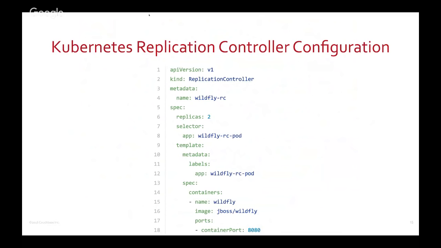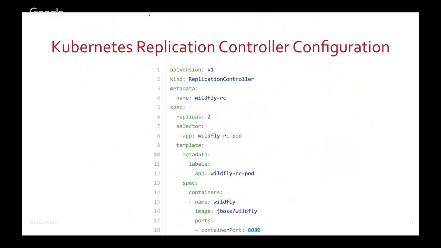Here is my replication controller configuration file, essentially. Lines 1, 2, 3, 4, 5 are very similar. Line 6 is where I'm saying, okay, I want 2 replicas of the cookie cutter recipe. Lines 7 and 8 say, okay, the pods that are going to be part of my replication controller are using this particular label that is specified on line 8. And line 9 is where my pod cookie cutter recipe is defined.